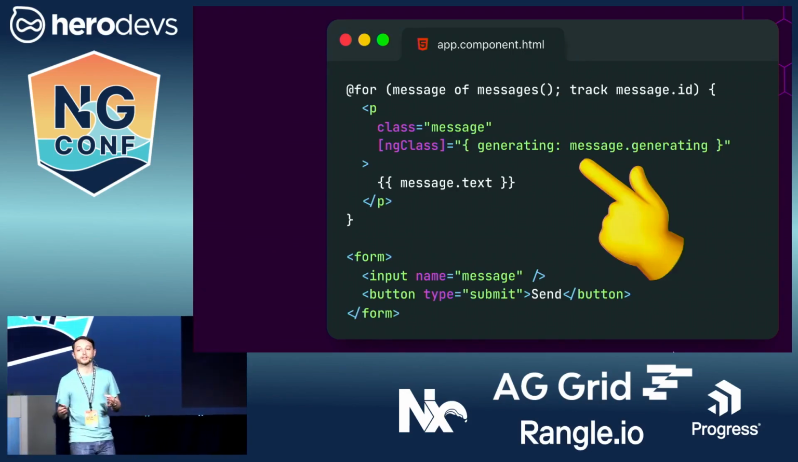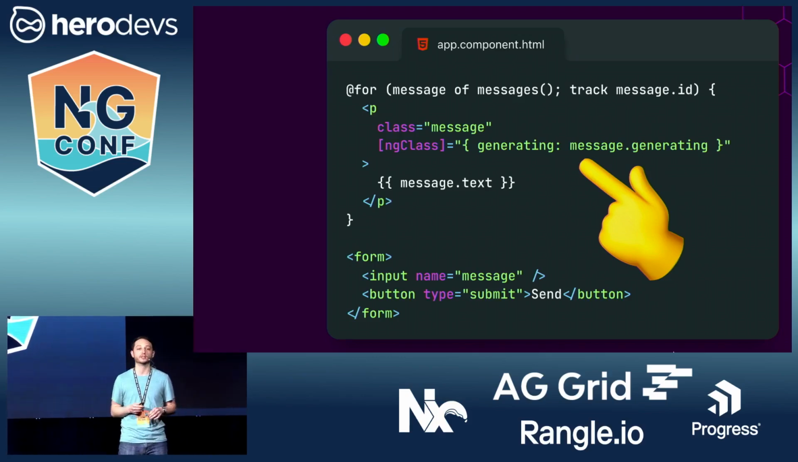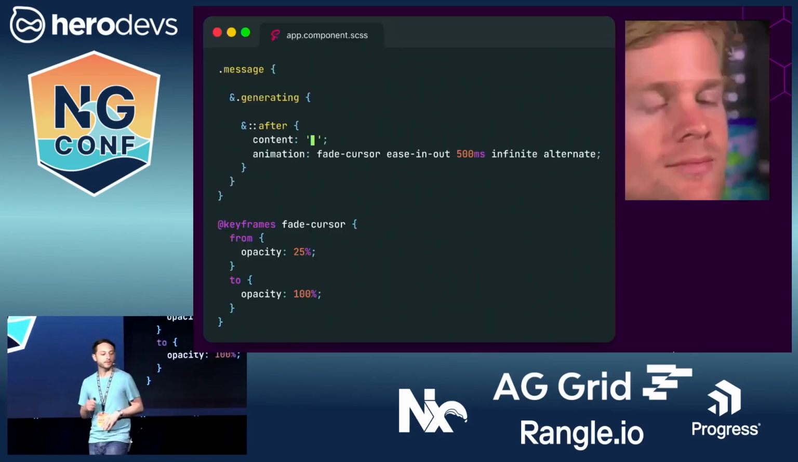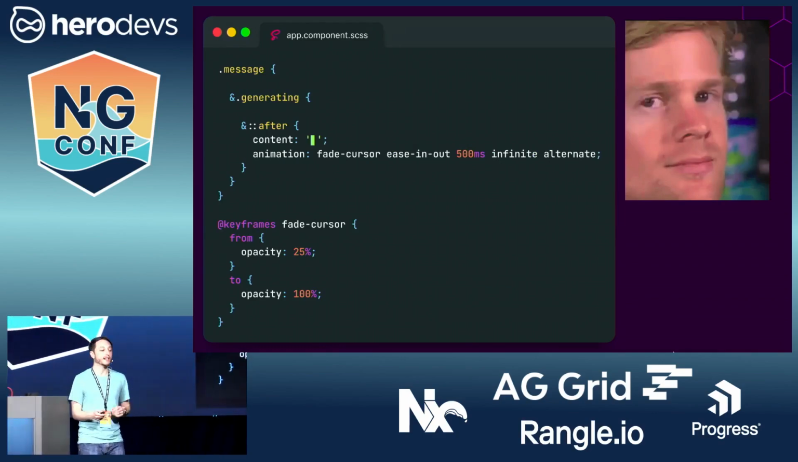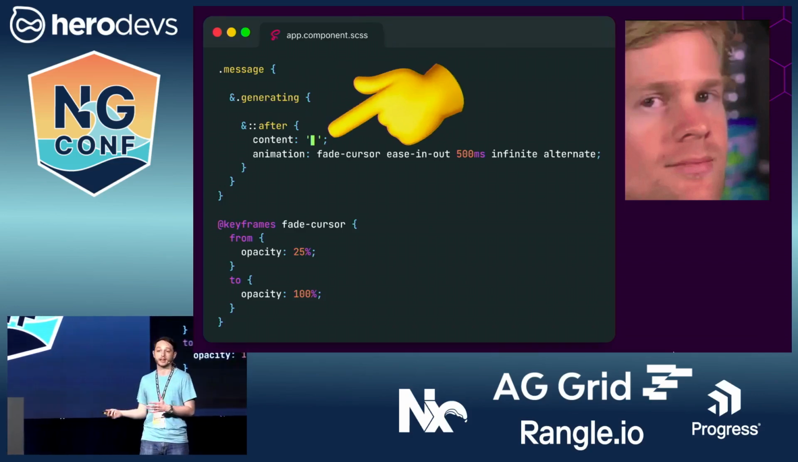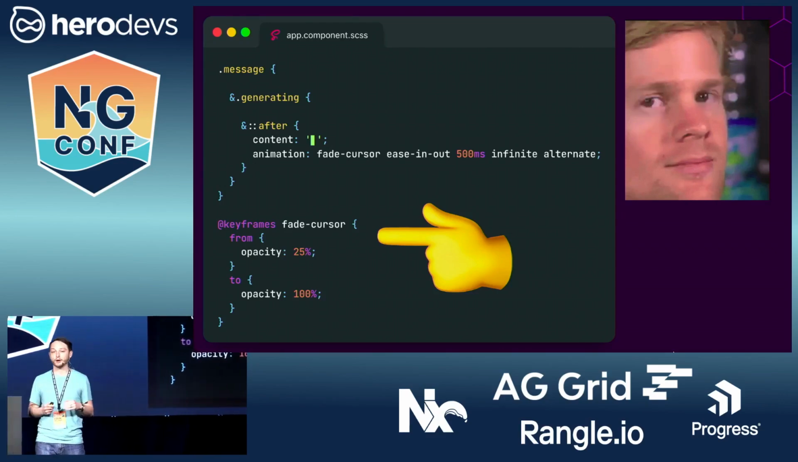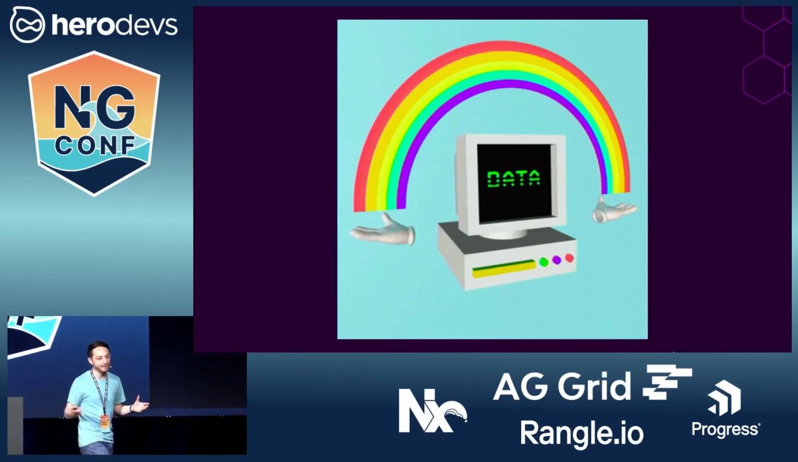For the actual messages, we use the ng-class directive to add the generating CSS class while the message is in progress. To create the blinking cursor effect, we use the CSS after pseudo element to add a block character for the end of the message. And we use the keyframes animation to fade its opacity in and out. Now, on to the data side of things.